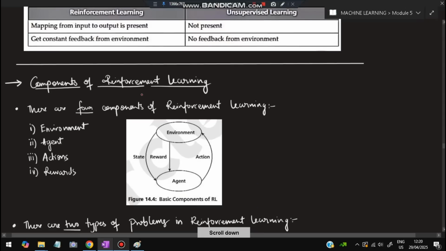Okay, now what are the components of reinforcement learning? Very important question from the exam point of view. There are four components. First one is environment, second is agent, action, and rewards. Okay, so environment means what? Environment means earth. We are living on earth, right? And you go to a job, you earn money, so you are the agent. Earth is the environment. Action is you doing the job, reward is you getting salary. Like that only we will train a robot in a specific environment with the actions and rewards. That is called the components of reinforcement learning.